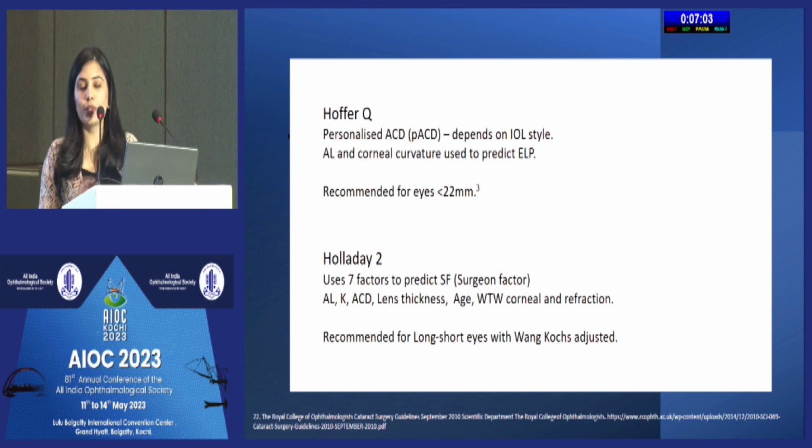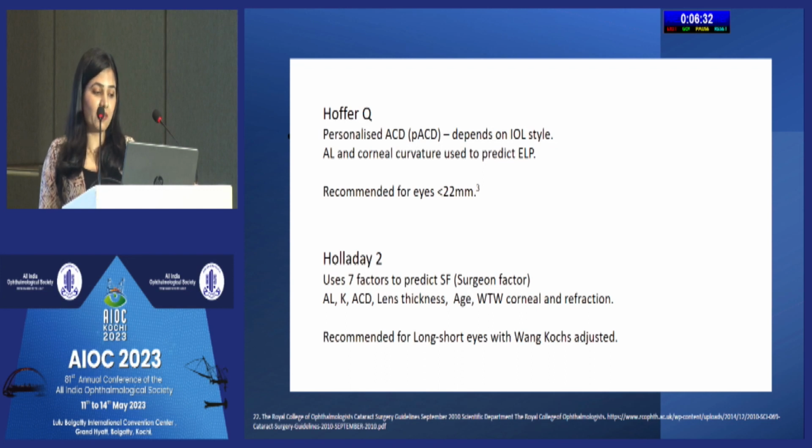The Hoffer Q was a very popular formula for pediatric surgeons. It used a personalized ACD, which depends on the IOL style. The axial length and corneal curvature are used to predict the ELP. ELP is the position where the IOL sits in the eye, and it's the most important thing to calculate when we look at IOL calculation formulas. Hoffer Q is recommended for eyes less than 22 mm.